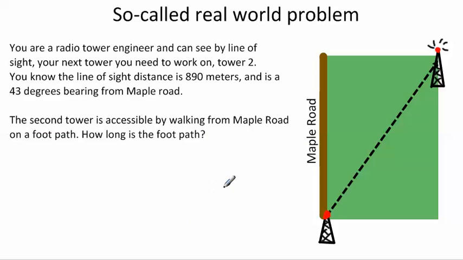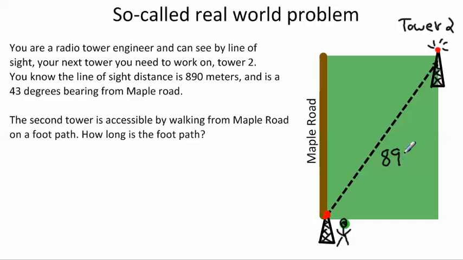Okay, so here's the last example. This is a quote-unquote so-called real-world problem. Okay, so you are a radio tower engineer, and you can see by line of sight, so here's where you are, right down here. That's where you are, and you're looking by line of sight all the way up to this other tower here, Tower 2. And you know the distance is 890 meters, and it's a 43 degree bearing from Maple Road, and here's Maple Road. So, alright, first things first, let's fill in some information on our picture.